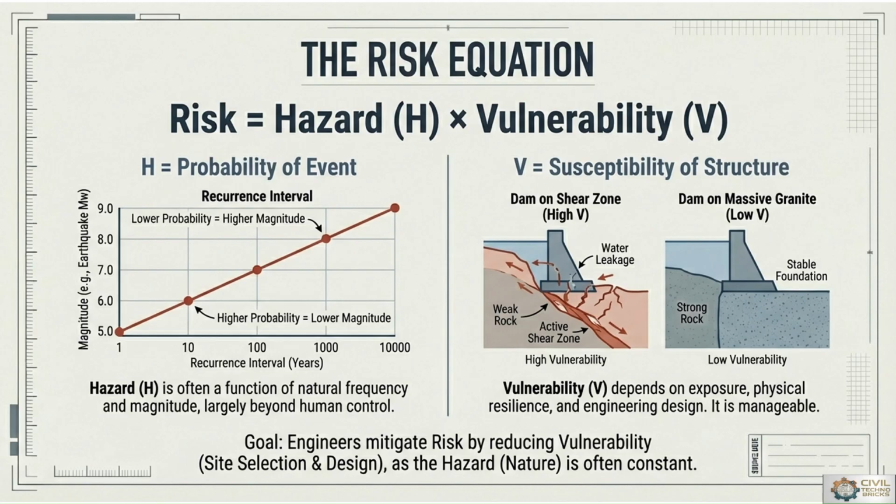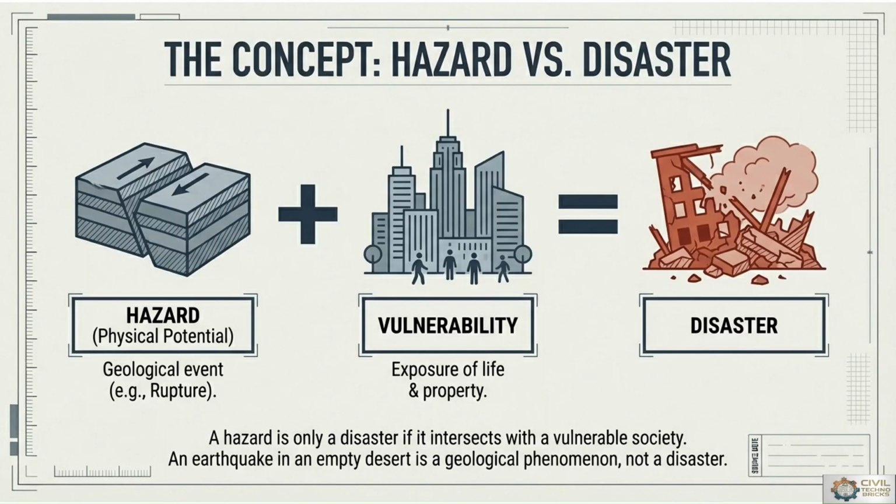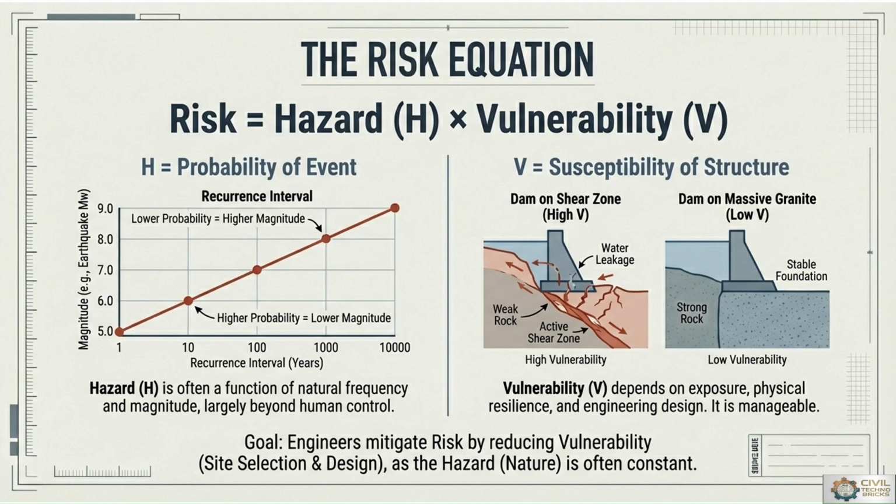So how can we calculate the risk? The risk equation is simple. Risk is equal to hazard into vulnerability. Here we see hazard plus vulnerability is a disaster. Now here we are seeing hazard into vulnerability. We calculate the risk. So risk is dependent on H, that is the probability of the event or probability of the hazard, and V, that is the susceptibility of structure based on that vulnerability.